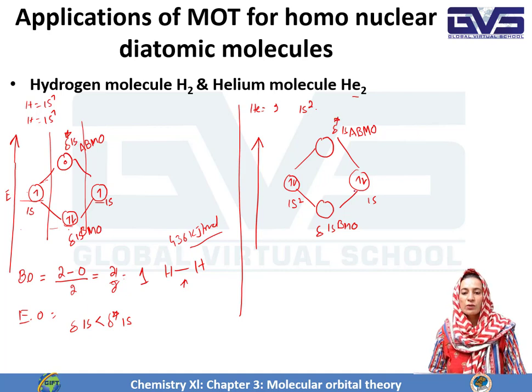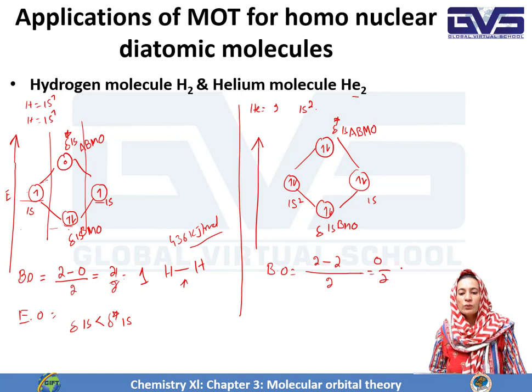So now fill the electrons. You have 4: 1, 2, 3, 4. 1, 2, so you are left with 2. These will go to the anti-bonding. So these are 4. Now the bond order will be the number of electrons in the bonding molecular orbitals, 2, minus the number of electrons in the anti-bonding molecular orbitals, 2, divided by 2. 2 minus 2 is 0, divided by 2, the answer is 0.